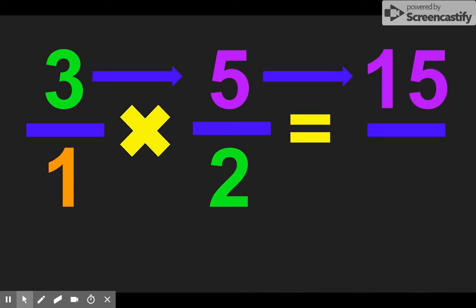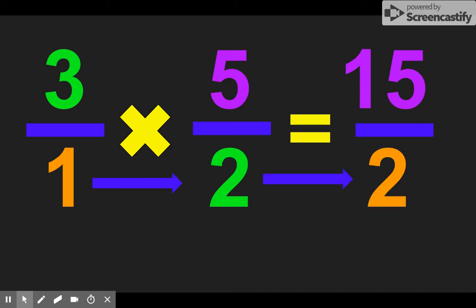And now we just solve this the way we would any multiplication of fractions problem. 3 times 5 is 15. 1 times 2 is 2. And our answer is 15 over 2, or 15 halves.